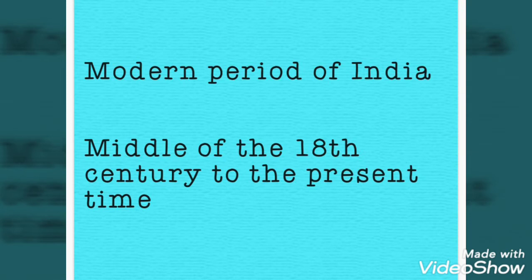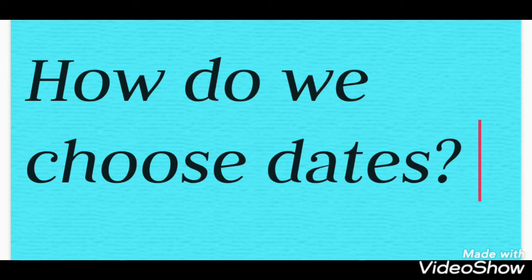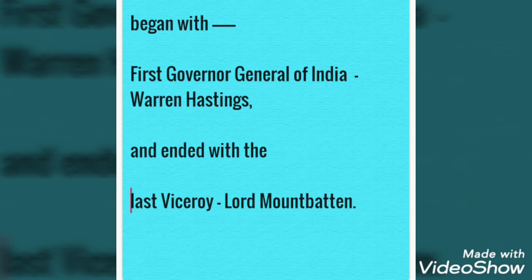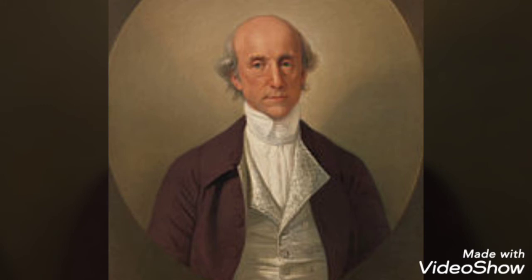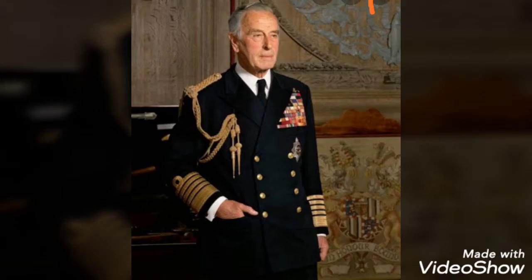Now let us move on to the second topic. How do we choose dates? See, for example, the British wanted that their conquest of India, their policies and achievements should be the focus of history of modern India. So the dates they chose, I mean the historians chose, began with the rule of their first Governor General, Warren Hastings, and ended with the last Viceroy, Lord Mountbatten. Here you can see Warren Hastings and here Lord Mountbatten.